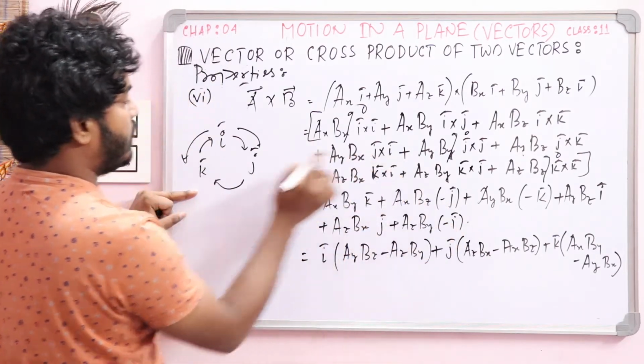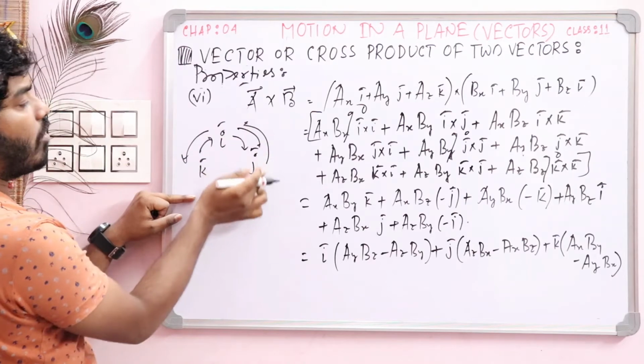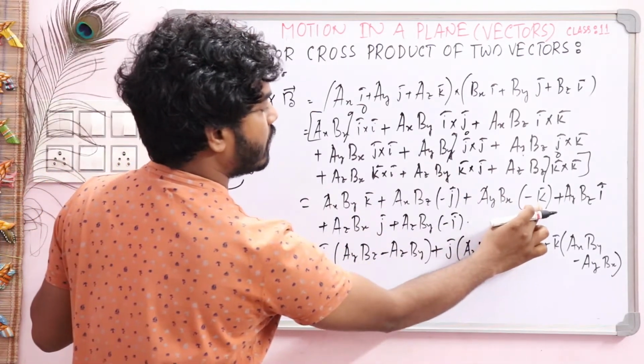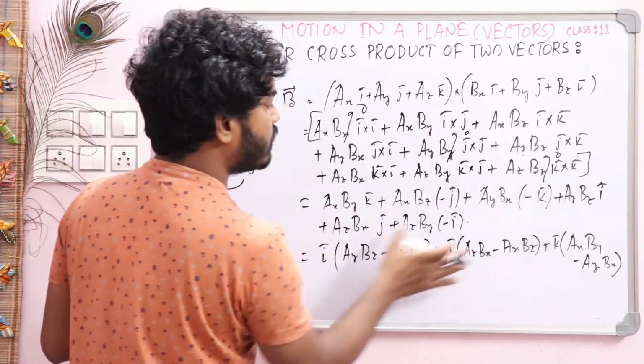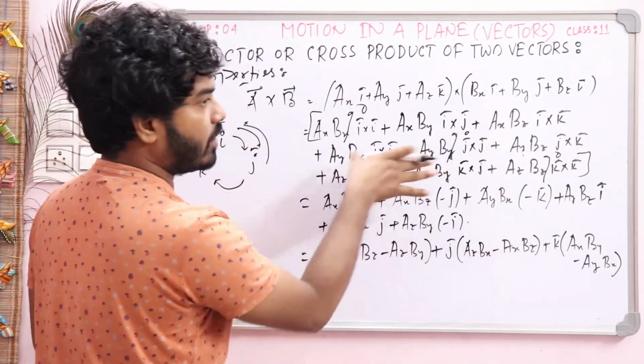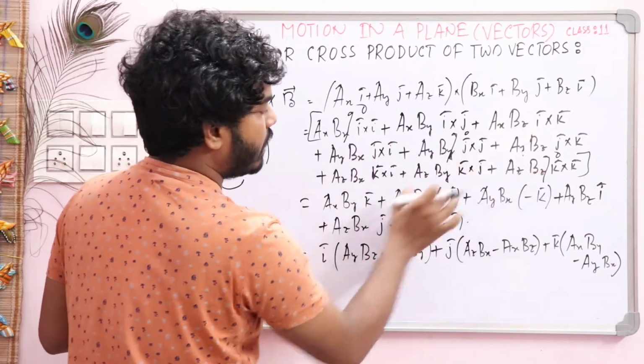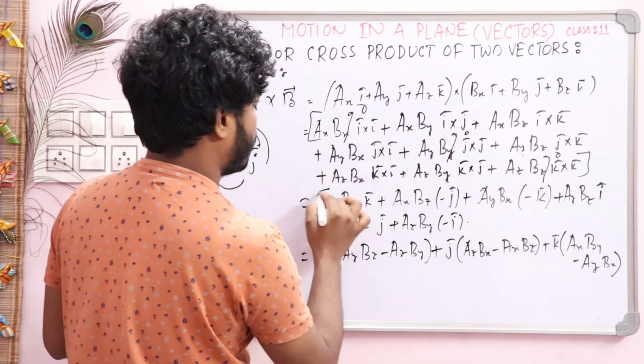J cross I, anti-clockwise, so the answer will be minus k. J cross I, the answer will be minus k, this one. So in this way you represent a total of 6 terms. Already 3 terms become 0, leaving 6 terms there. So you just simplify this one.